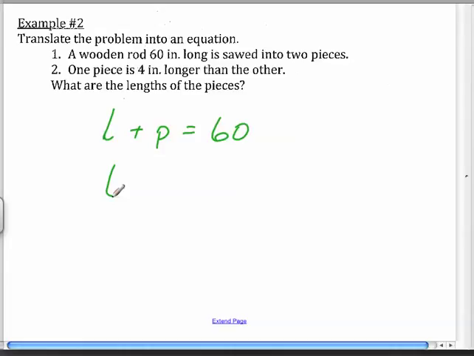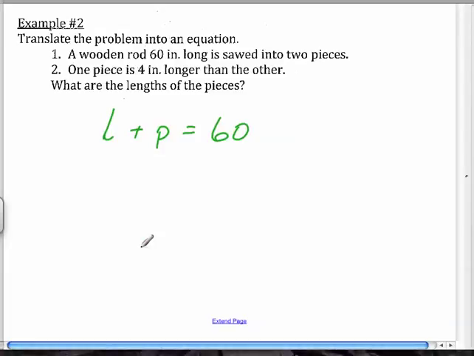Hmm, this is interesting. I don't like that yet. You guys are trying to jump ahead to the finished equation. Let's just deal with this. One piece is 4 inches longer than the other. CC?